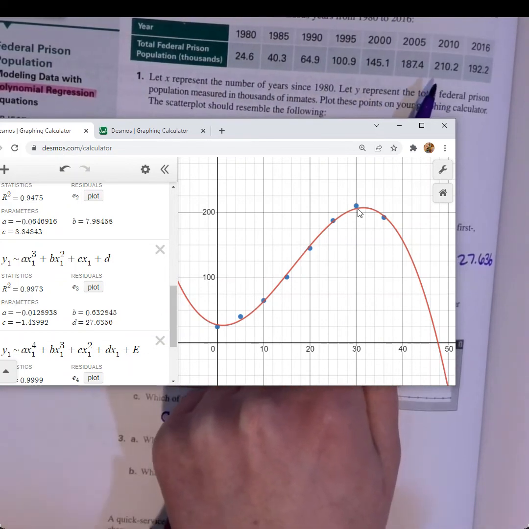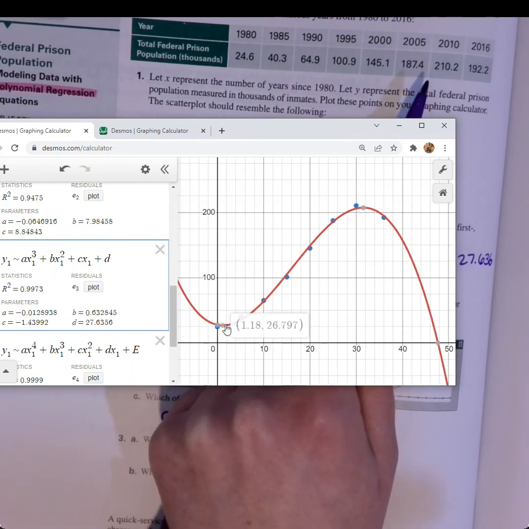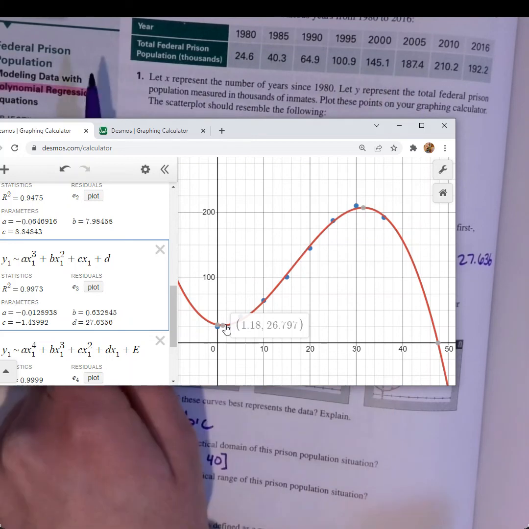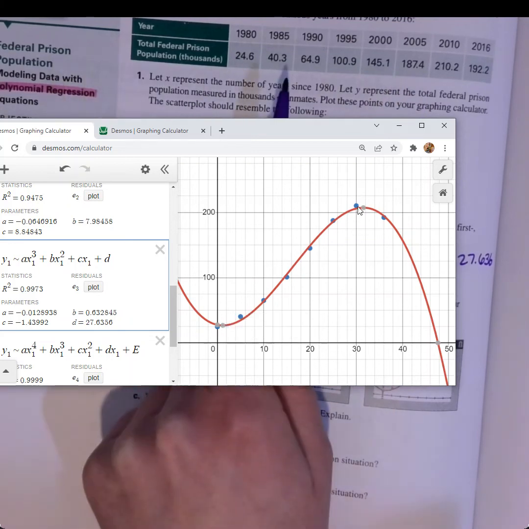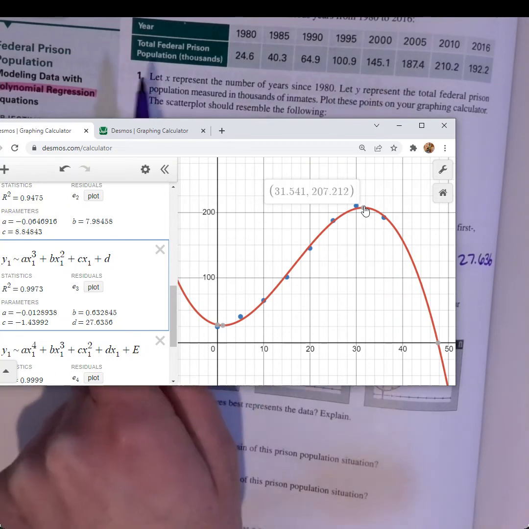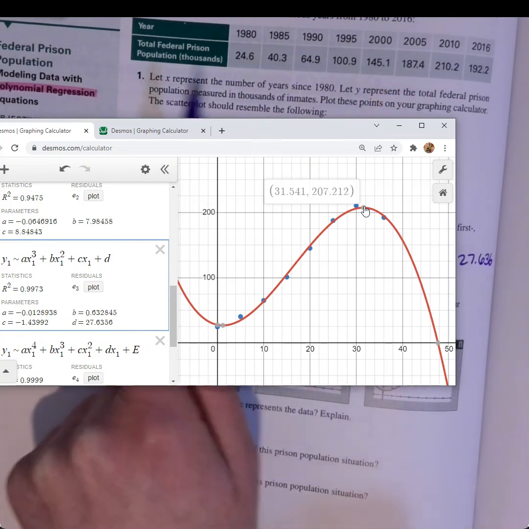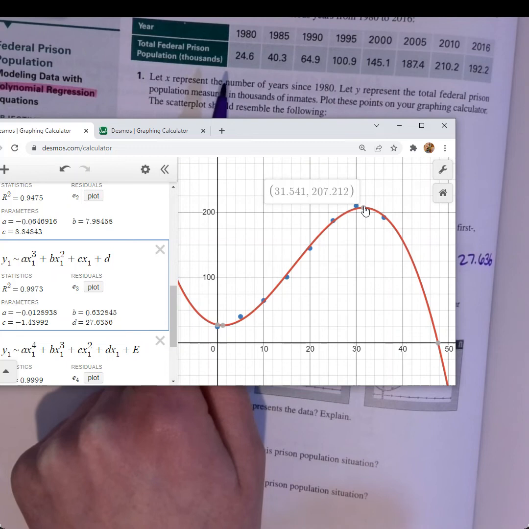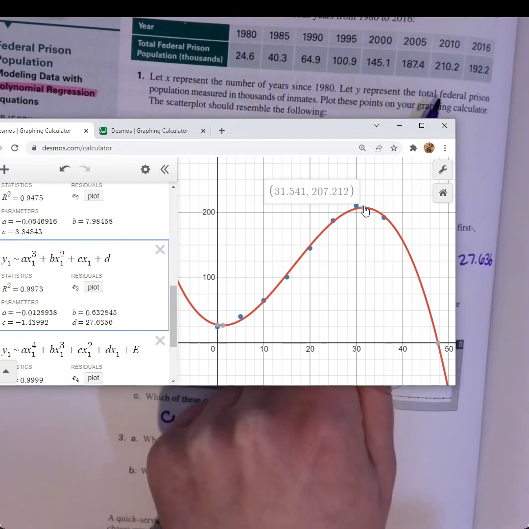So I'm going to use a combination of the model and the data. I don't actually go below the 24.6 in the model. I don't actually go above the 210 in the model. So I'm going to use the data values to help me with my range and say my range is going to have a lowest value of 24.6 and a highest value of 210.2.